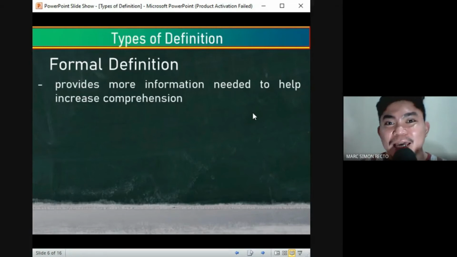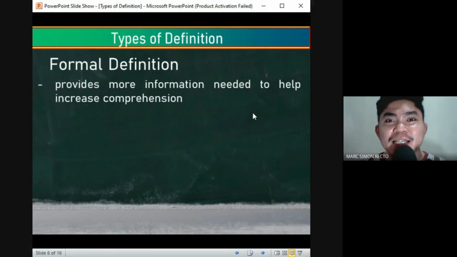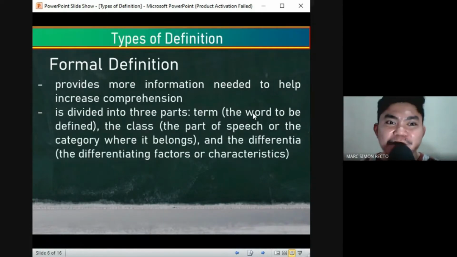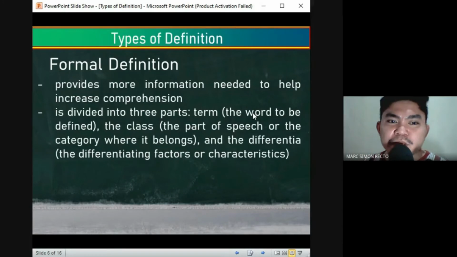And as the name implies, this is somehow longer than the usual definition that we give when we are asked by our teacher to make it fast and to easily answer the question that our teacher gave to us. Then another definition here is divided into three parts, namely the term, the class, and the differentia.